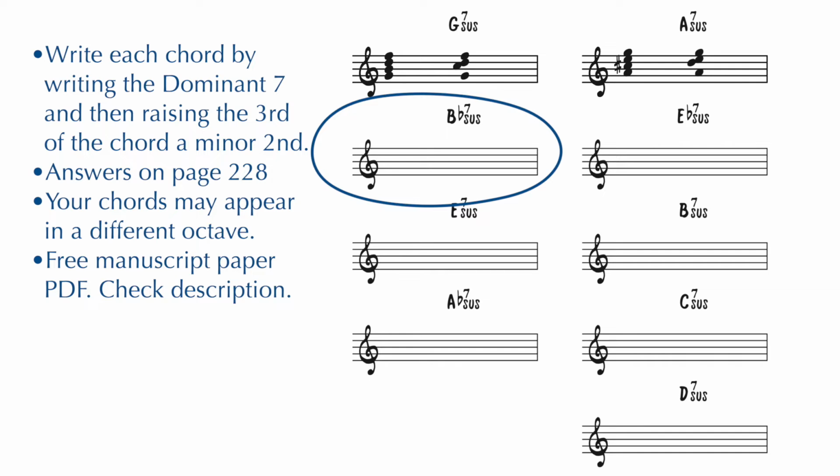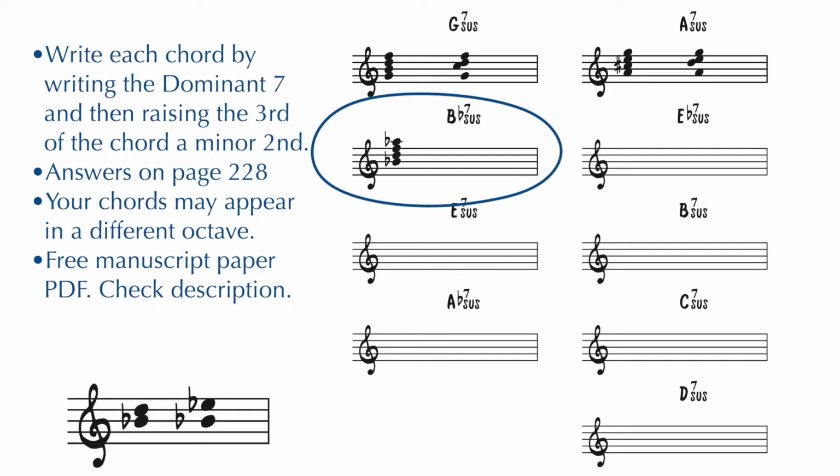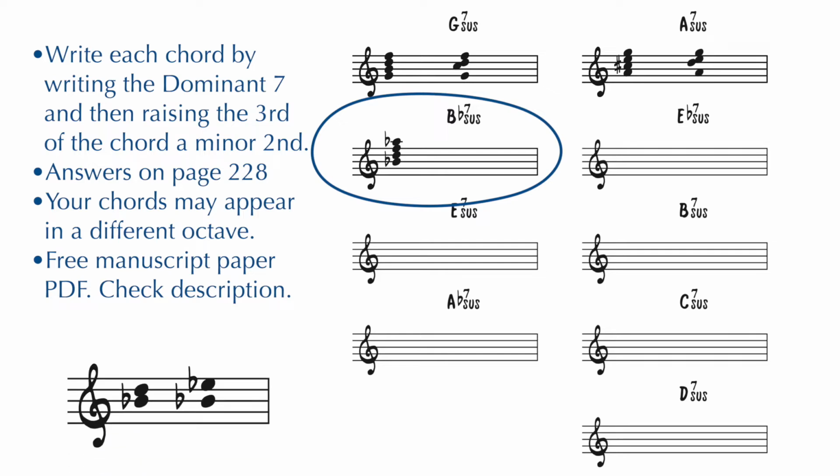Number 3, B flat 7 sus. First write a B flat 7 chord. That's going to be B flat, D, F, A flat. Take the third of the chord, that D, raise it a half step or a minor second so it becomes E flat, and now that note is a perfect fourth above the root, and we have B flat, E flat, F, A flat, or B flat 7 sus.